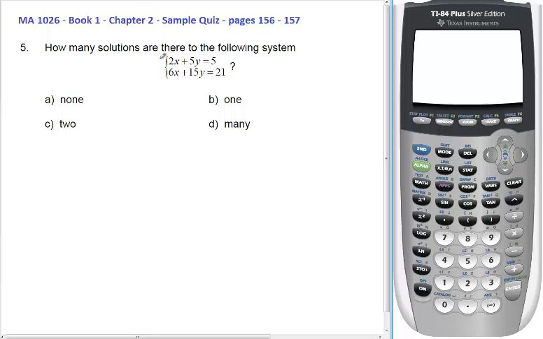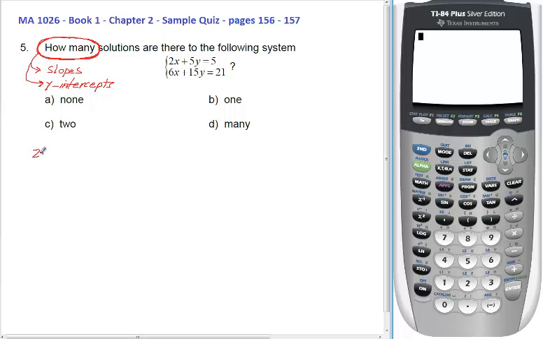This is number 5. Again, we're asked how many. So this is similar to number 2. If you haven't seen it, there's a full explanation of the different systems in number 2. You can go back and look at that. But how many solutions? The best way to do that is to look at the slopes and y-intercepts. So we're going to find the slopes and also the y-intercepts of each one.